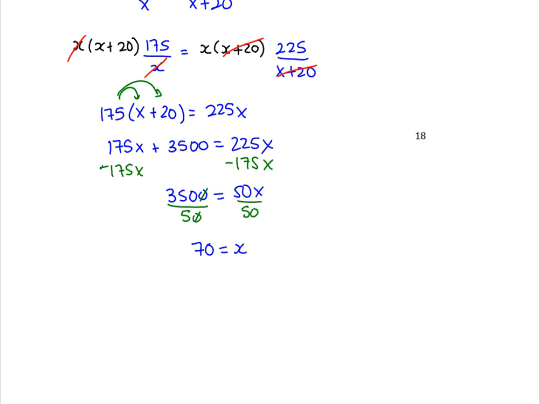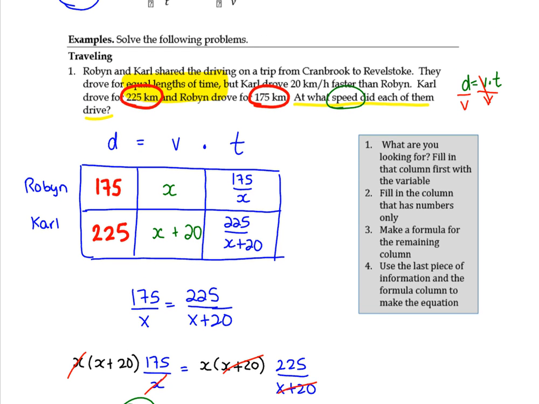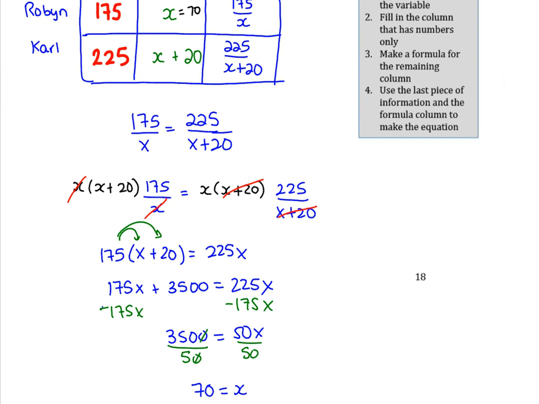What was the question? At what speed do each of them drive? So now that we know x is 20. No, x was what? 70. Thank you. We know x is 70. So Robin was 70. What's Carl then? 90 plus, or 70 plus 20 is 90. So we need to write a sentence. Therefore, Robin drove 70 what? Kilometers per hour. And Carl drove, that's pretty slow.